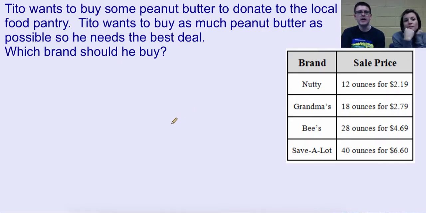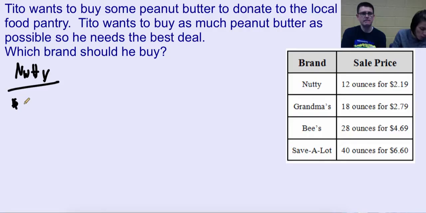All right, Tito wants to buy some peanut butter to donate to the local food pantry. He wants to buy as much peanut butter as possible, so he needs the best deal. Which brand should he buy? So we're comparing different prices and different sized containers. So you get your calculator ready because we got a bunch of decimal work to do.